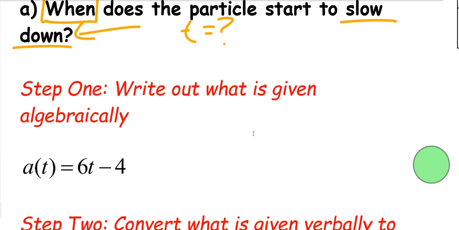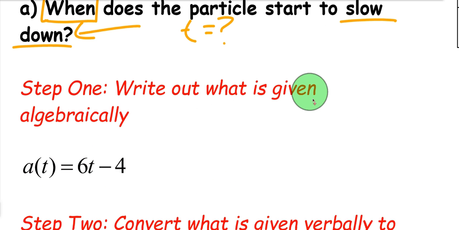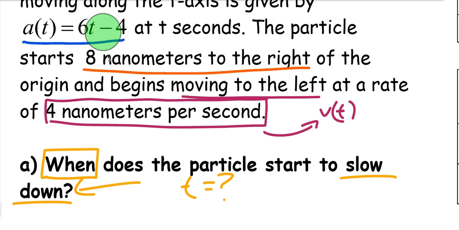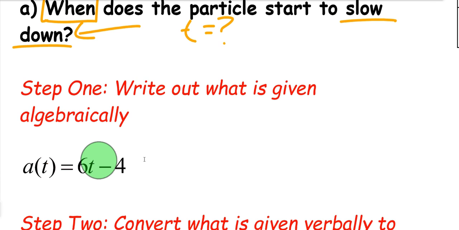Let's go ahead and do the problem. First of all, we want to write out what is given algebraically. Remember, that's step 1. Anytime you're doing a motion problem, write out what you're given algebraically. So in this case, we were given a of t equals 6t minus 4. That's what we were given.